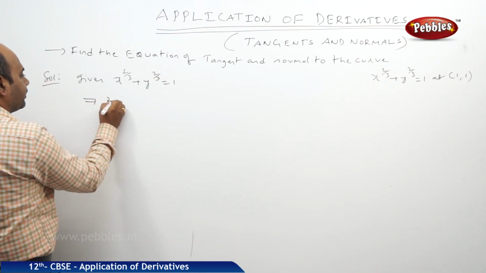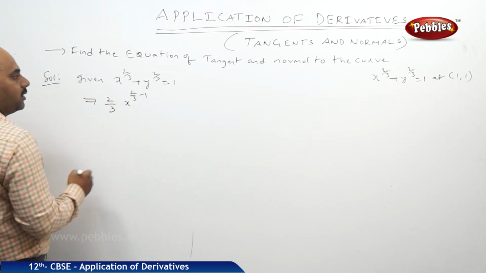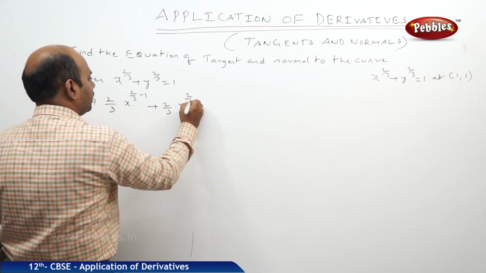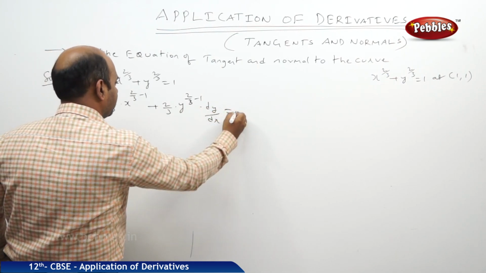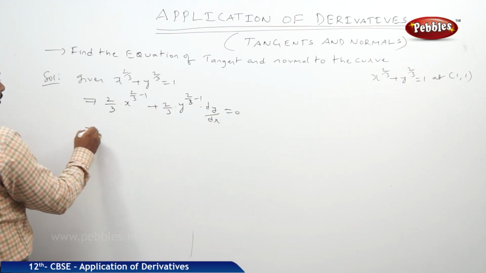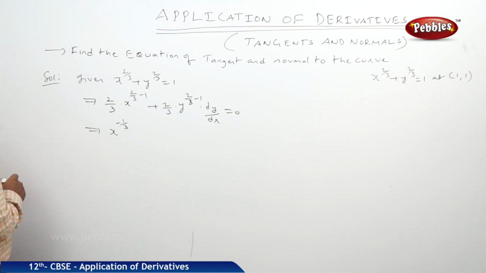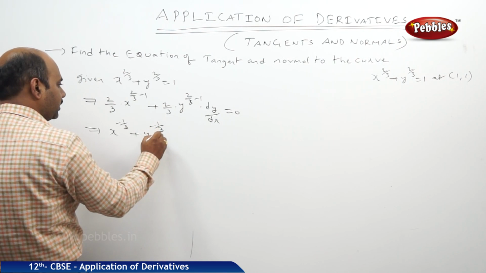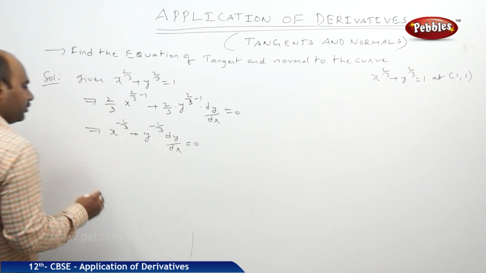So differentiate with respect to x. So 2 by 3 into x power 2 by 3 minus 1 plus 2 by 3 into y power 2 by 3 minus 1 into dy by dx equal to 0. Now I think 2 by 3 can move to that side. So what happens? x power minus 1 by 3, because 2 by 3 minus 1 will be minus 1 by 3, plus y power minus 1 by 3 into dy by dx will be equal to 0.